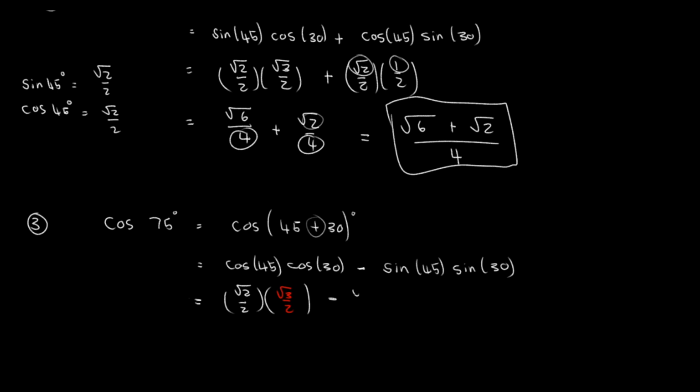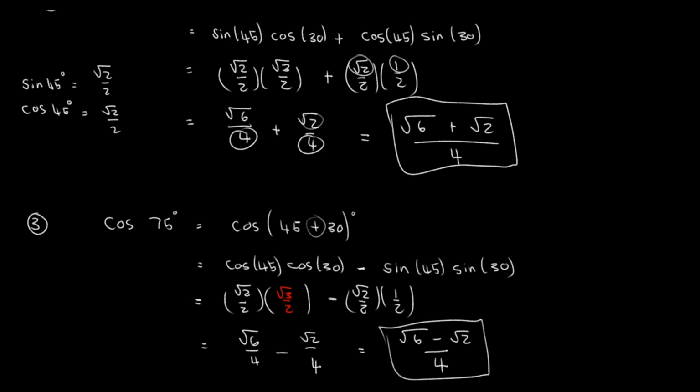Minus sine of 45 is square root 2 over 2, and sine of 30 is 1 over 2. So again, we get square root 6 over 4 minus square root 2 over 4. So in this case, I have the square root of 6 minus the square root of 2 over 4. And now this would be my final answer.